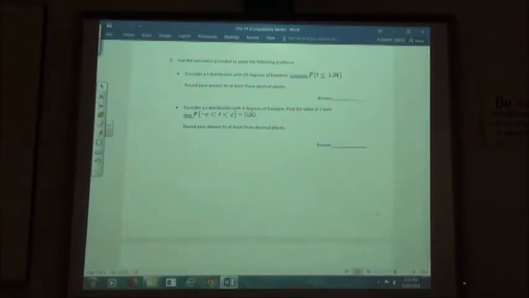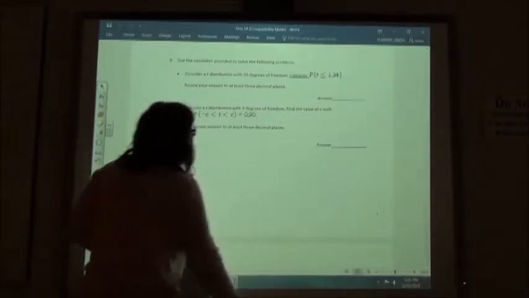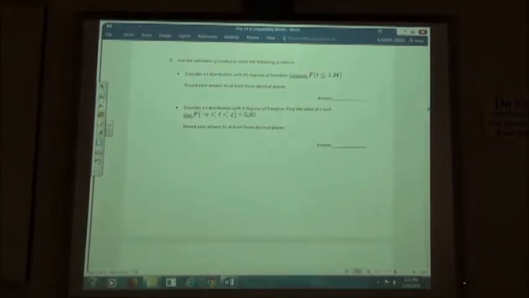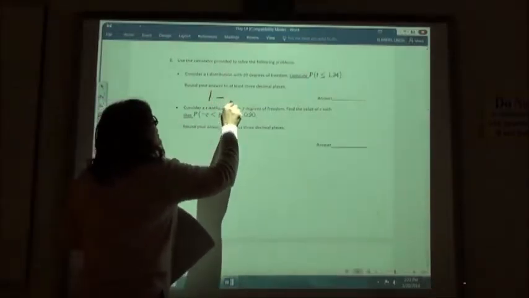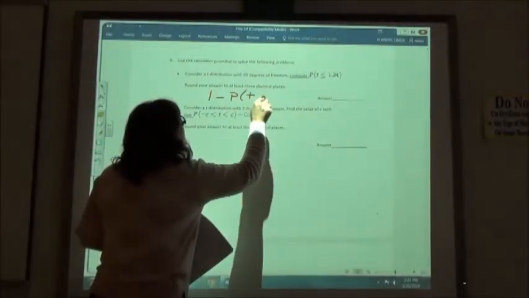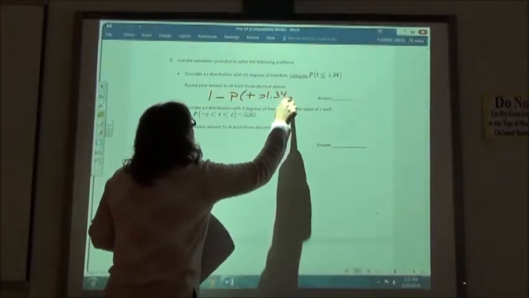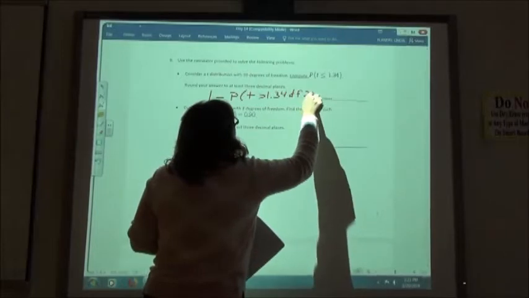So number 6 looks sort of like number 4, at least to begin with. Again, they give you a less than because they want you to get used to the calculator doing greater than. If it's a less than, we're going to do 1 minus that, right? So I'm going to do 1 minus P of T is greater than 1.34 with my degrees of freedom being 20.